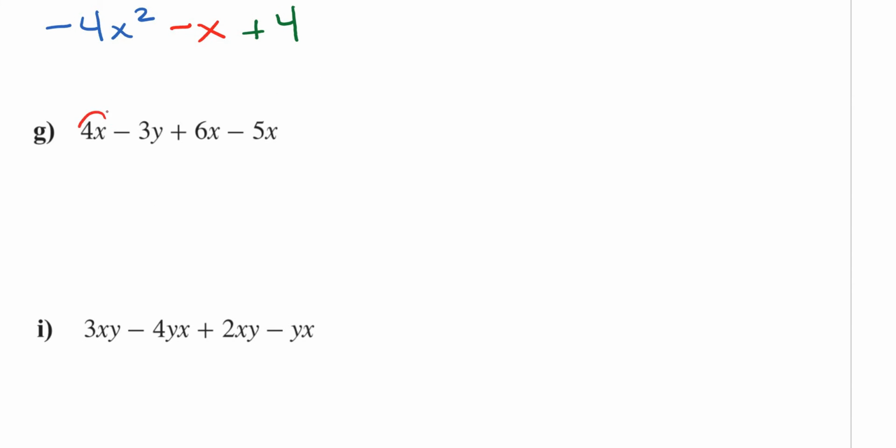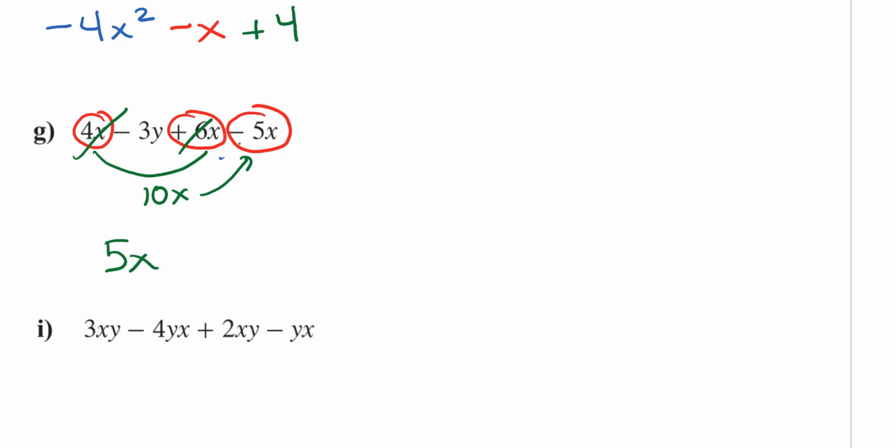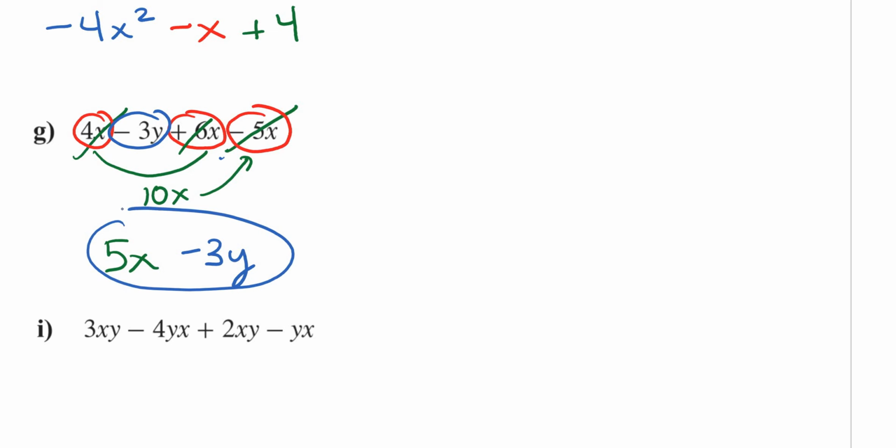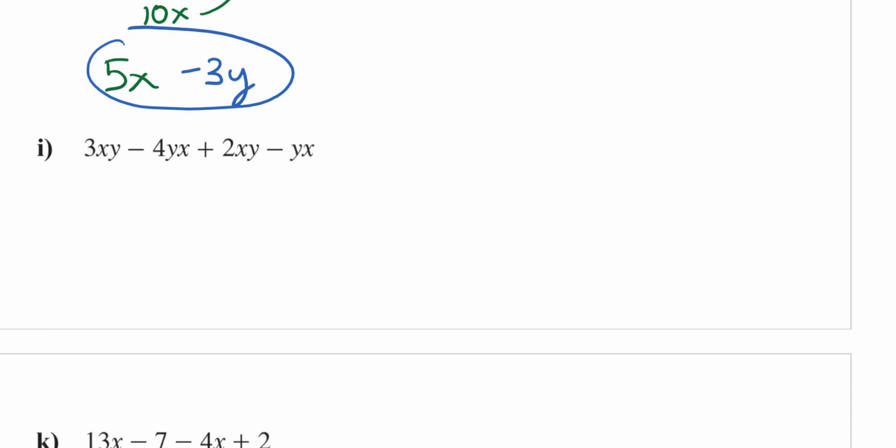All right, for letter G, here's a 4x and a -5x. Oh, sorry, let me just repeat that question again. Sorry. There's a 4x here. There's a plus 6x and a -5x. So let's combine all of that. So this is going to be 10x. And then 10x minus 5x is going to be 5x. And then finally, you have a -3y, so final answer is 5x minus 3y. Okay, let's move on to the next one.